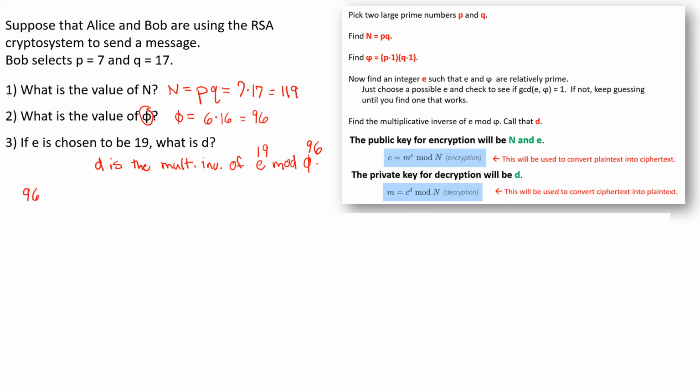Remember, we start out with the two numbers written on the left with the largest one first. It doesn't matter which one was E and which one was phi, you're always going to put the largest one first. And then we go through our process. First number that we get is 96 mod 19. It's equal to 1.